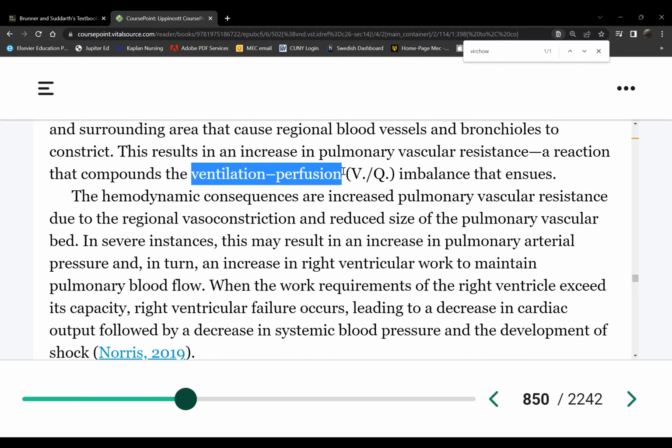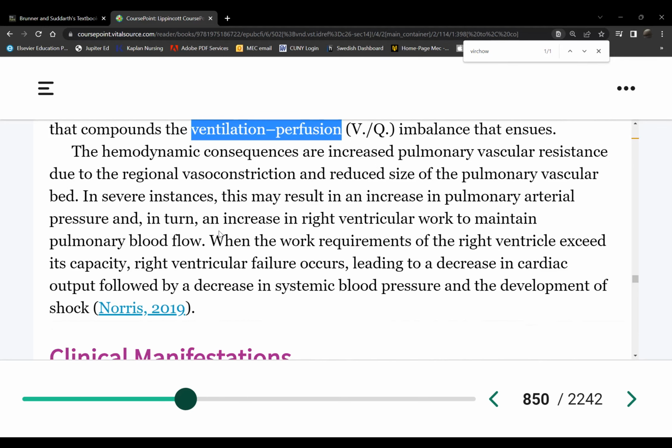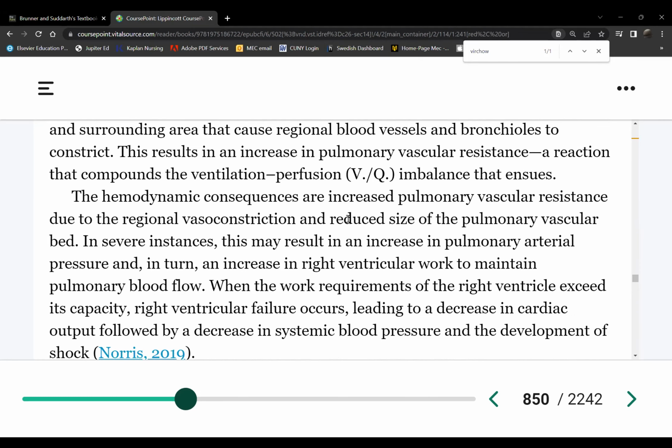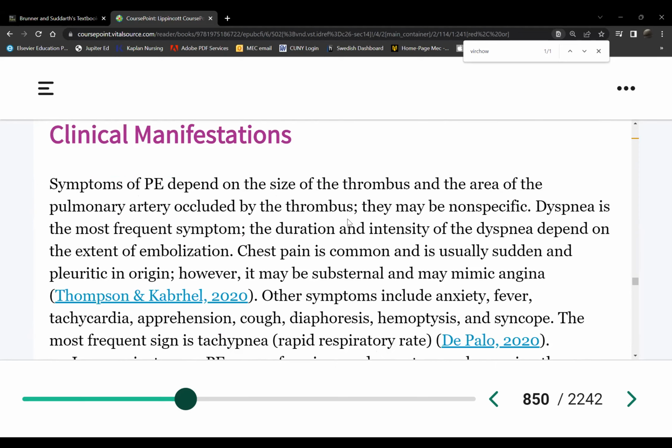So there's an imbalance between ventilation and perfusion. It's perfectly fine with the ventilation part. It's the perfusion side that is problematic. You understand? Okay. So you'll understand this later also when we get to the diagnostic testing.